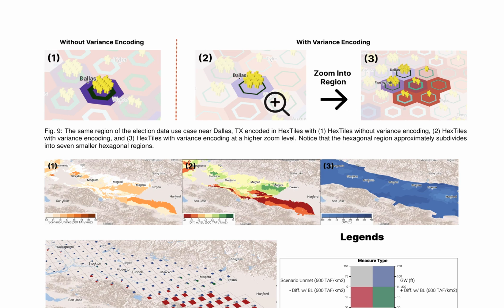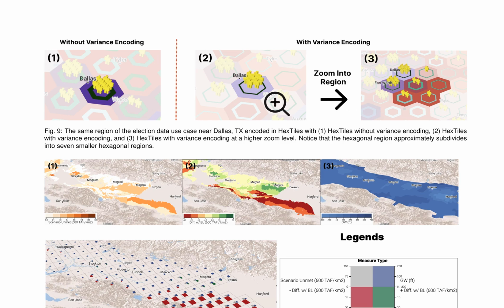The study presents a novel visualization technique called HexTiles, which is designed to enhance the interpretation and interaction with multivariate data on maps. HexTiles uses a hexagonal layout with color and size encoding for each variable, providing a more efficient way of displaying complex datasets.